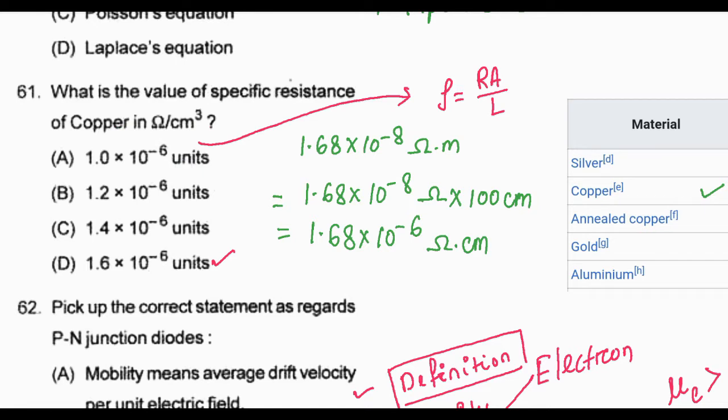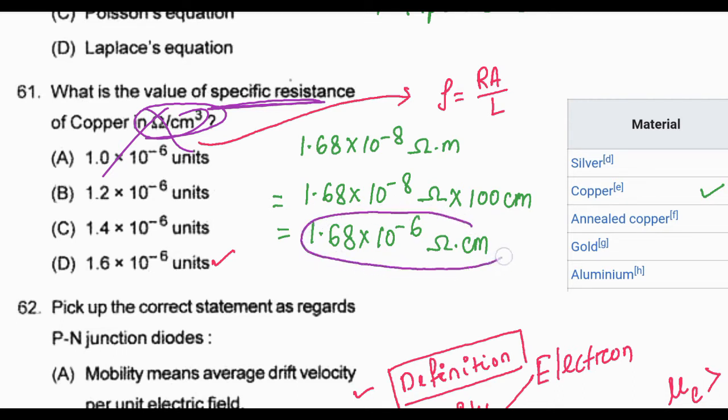So now here, what is the specific resistance or resistivity? Specific resistance or resistivity is 1.6 into 10 to the power minus 8 ohm meter, not ohm per meter or ohm meter cube, ohm centimeter cube. This is wrong. So now if we convert this to centimeter, this will be 1.6 into 10 to the power minus 6 ohm centimeter. So here option D is the correct answer.